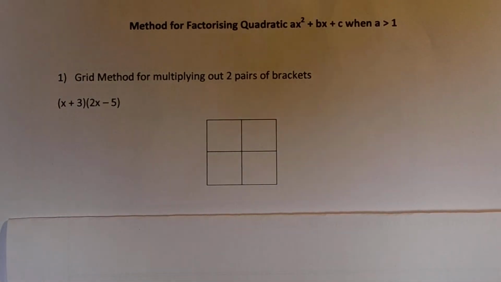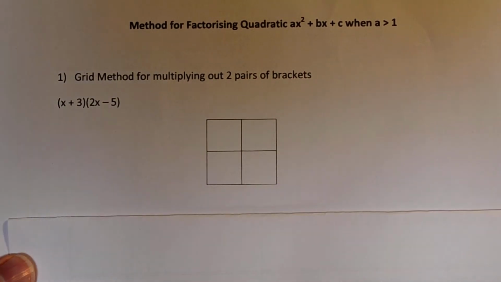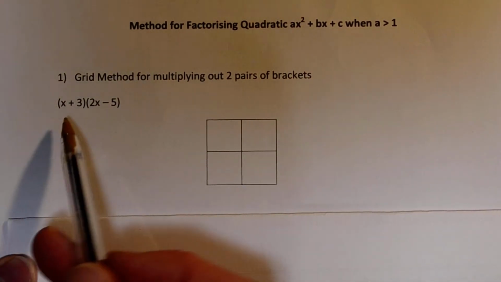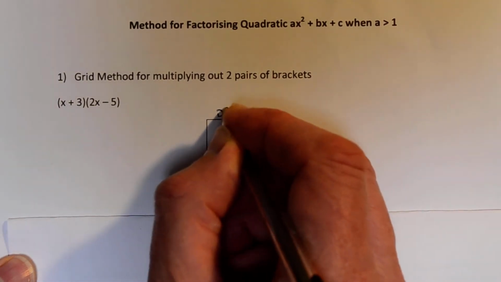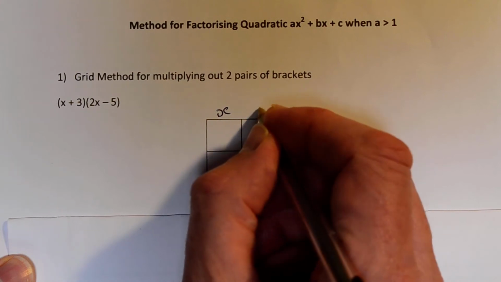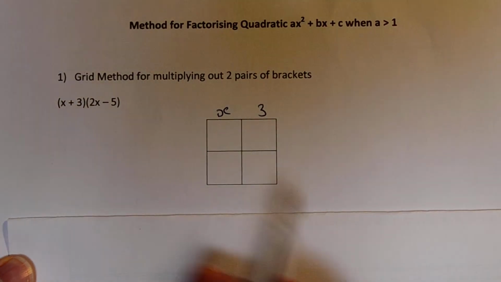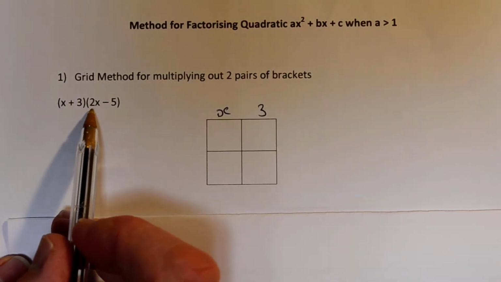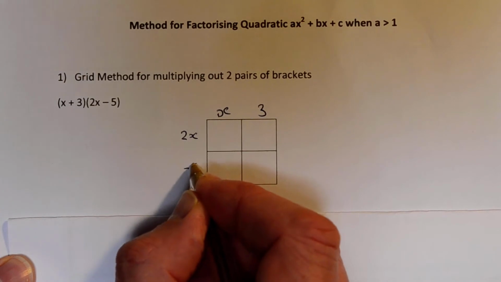So first of all, you need to understand how to use the grid method for multiplying out two pairs of brackets, where in each bracket there's a linear expression in x. So here we've got a pair of brackets. The first term in the first one is x, the second term is plus 3. So we put them on one side of the multiplication grid, and the same with the other brackets. So we've got 2x as the first term and minus 5 as the second term.